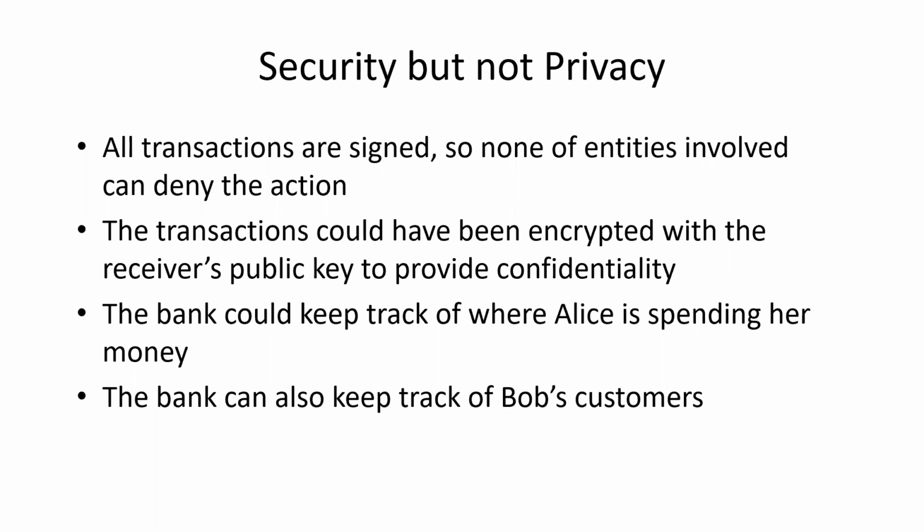In this case, in the explanation I gave, we didn't talk about encryption. We just talked about signatures, but you could encrypt things all over the place as you decided. The bank knows that Alice got the money and knows where the money went because it knows it came from Bob. Bob returned it. So the bank can keep track of who Bob's customers are, and they know where Alice is spending her money. So it's not much different than a credit card.